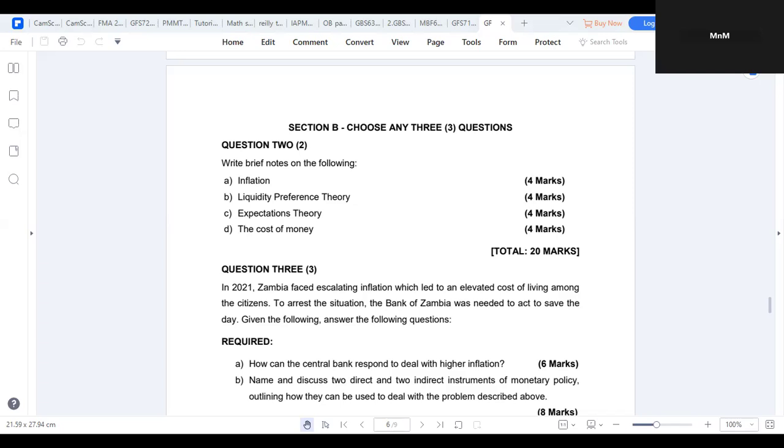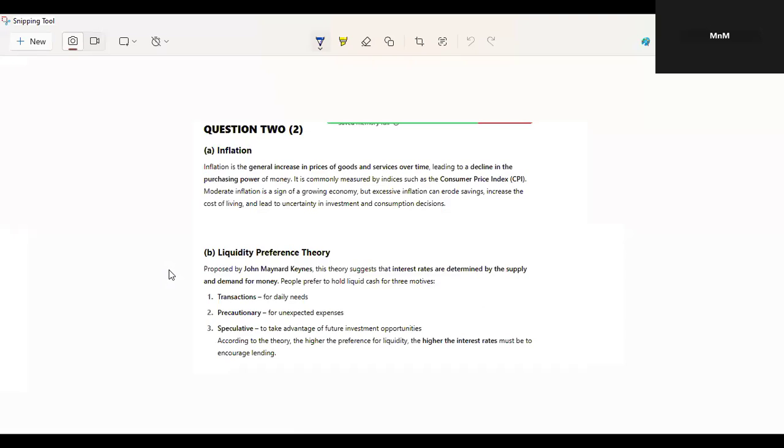So what is inflation by definition? Number 2. So inflation is defined as what? A general increase in prices of goods and services. That is what inflation is. So inflation is just a general increase in prices of goods and services, which can lead to a decline in purchasing power. It's commonly measured by the CPI, Consumer Price Index.